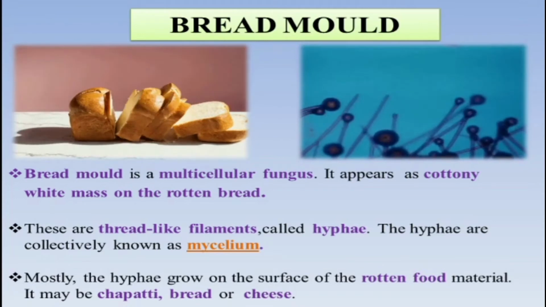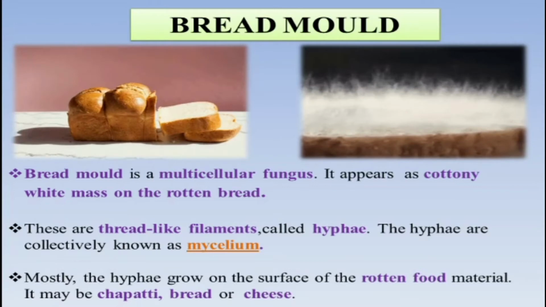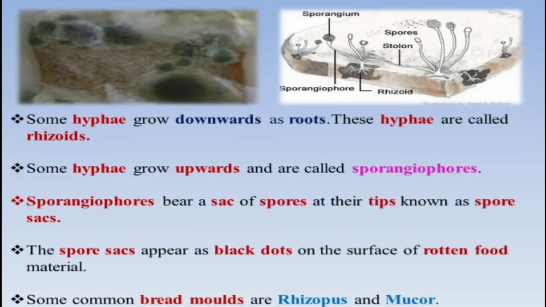Mostly the hyphae grow on the surface of the rotten food material, which may be chapati, bread or cheese. Some hyphae grow downwards as roots. These hyphae are called rhizoids. Clearly observe the bread slices covered with a lot of cottony white moss-like structure that contains hyphae. The hyphae that grow downwards in a root-like manner are called rhizoids.